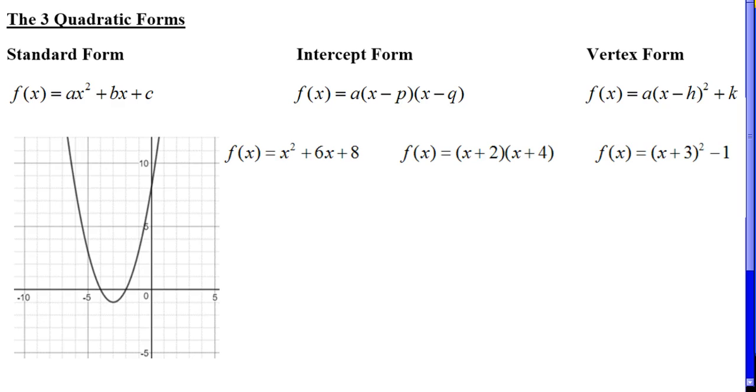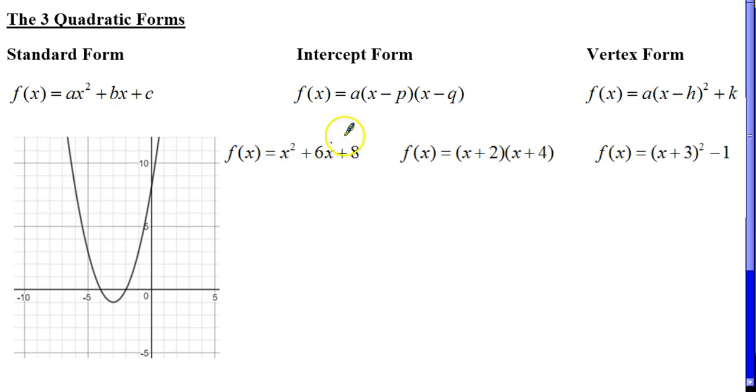It gives you two pieces of information immediately if you know how to identify that information. So what we're going to do is take these three equations that I have provided for you, and identify what each one reveals on the graph. Equation 1, f of x equals x squared plus 6x plus 8. Equation 2, f of x equals quantity x plus 2 times quantity x plus 4. And 3, f of x equals quantity x plus 3 squared minus 1. They are all represented in this graph. They're all exactly the same equation, written in different forms.